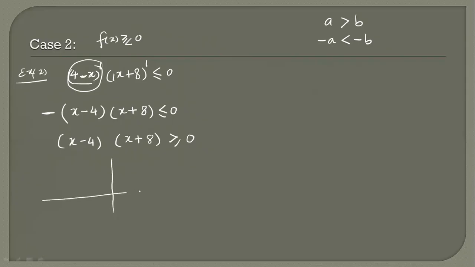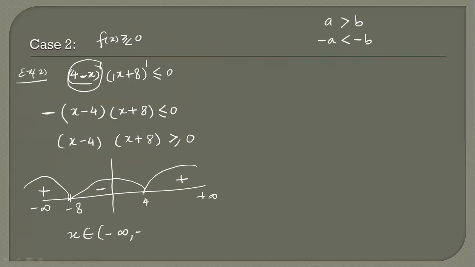Now you have two critical points, -8 and 4. So it is plus infinity here, minus infinity here, plus, minus, plus. And you are interested in positive only. So x belongs to minus infinity to -8. At -8 we will use the closed sign because it is greater than or equal, but at infinity we cannot use a closed sign. Union 4 to plus infinity. At infinity we will always use an open interval.